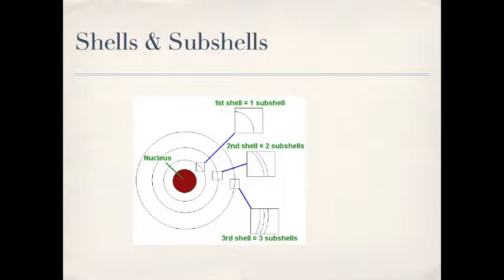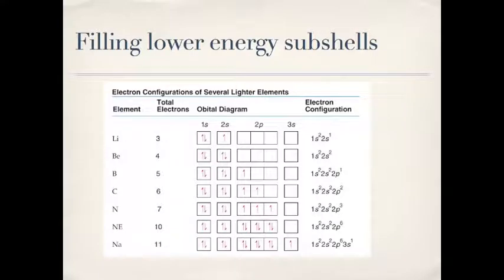So if we compare this chart showing some of the atoms and where they find their electrons, we can see that they all have 2 electrons in the first shell, which we call the 1s shell.